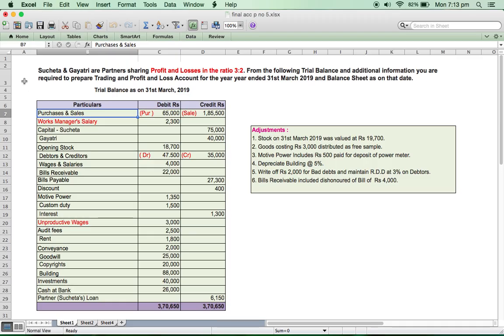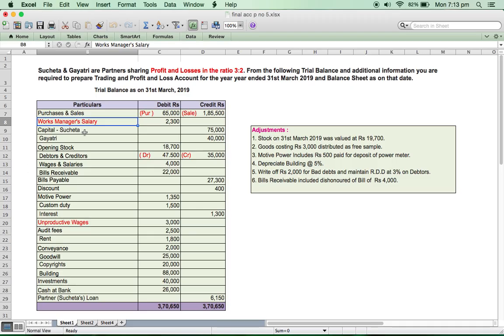Here they have given you purchase and sales amount. Purchase and sales, when they are not shown separately, always remember the debit balance is the purchase and the credit balance is sales. So purchase will be posted to trading account debit side and sales would be posted to trading account credit side. After that, there is works manager salary.